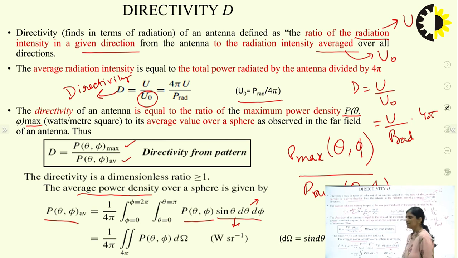When you are considering a case of sphere, then you have to take limits theta from 0 to pi and phi from 0 to 2 pi. Now, put all these values and you can find out 1 upon 4 pi integration P theta phi d omega. Its units are watt per steradian. So, you can put the value of theta and phi and you can find out P average, the average power in form of theta and phi.